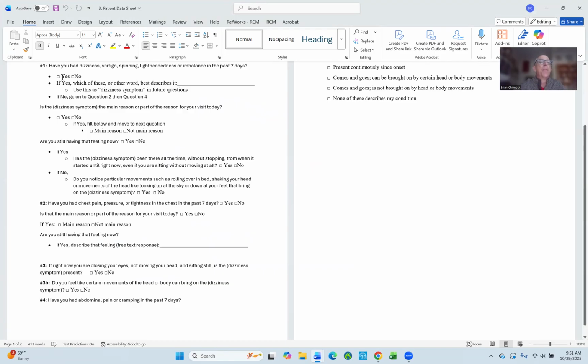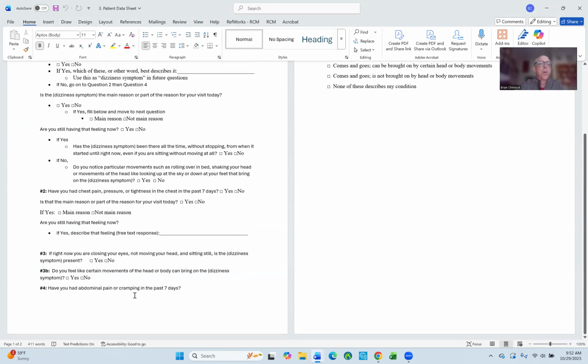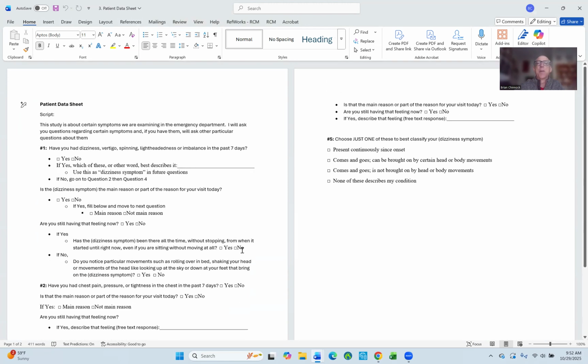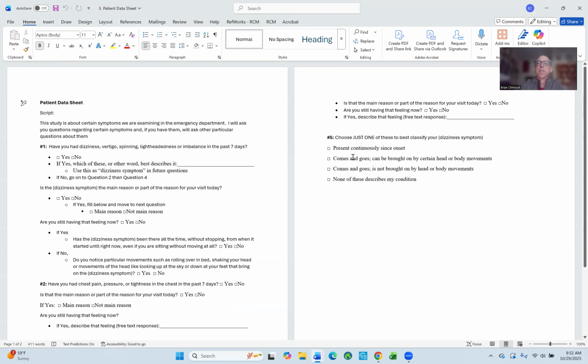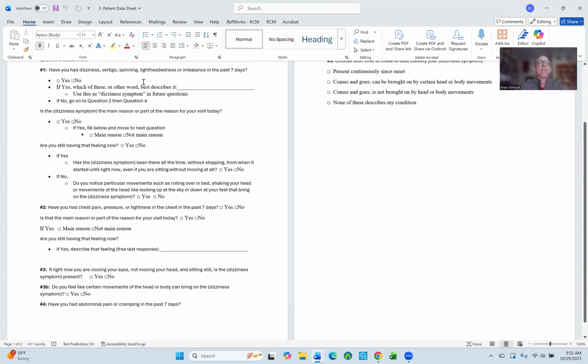Now, if the answer to that very first question is no, that they haven't had any spinning, lightheadedness, or imbalance in the past 7 days, then we skip all the way to question 4, whether they had abdominal pain or cramping, and then at the end they choose number 5. So again, very important, this is a nuance: that they've had it more recently. They're not telling us about something that happened more than a week ago.